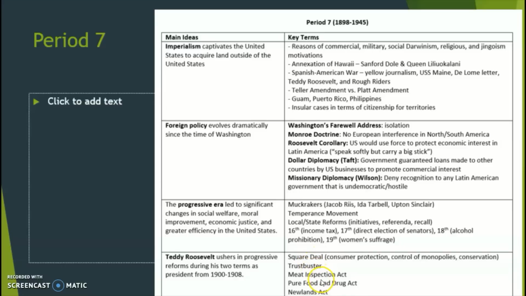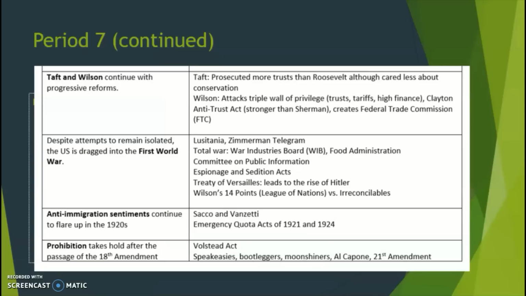But you will see key legislation here, the Meat Inspection Act, the Pure Food and Drug Act, and then also with conservation, the Newlands Act. And this really encompasses his philosophy in the Square Deal, especially with conservation, as we will see national parks also coming about under Teddy Roosevelt.